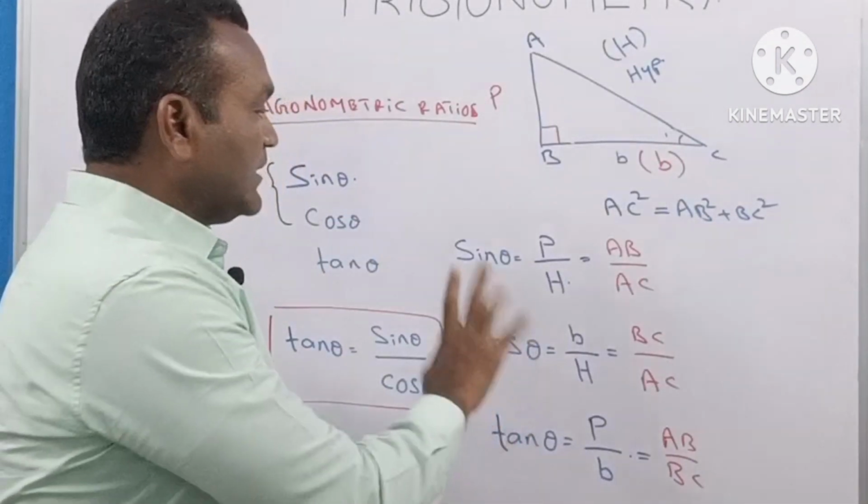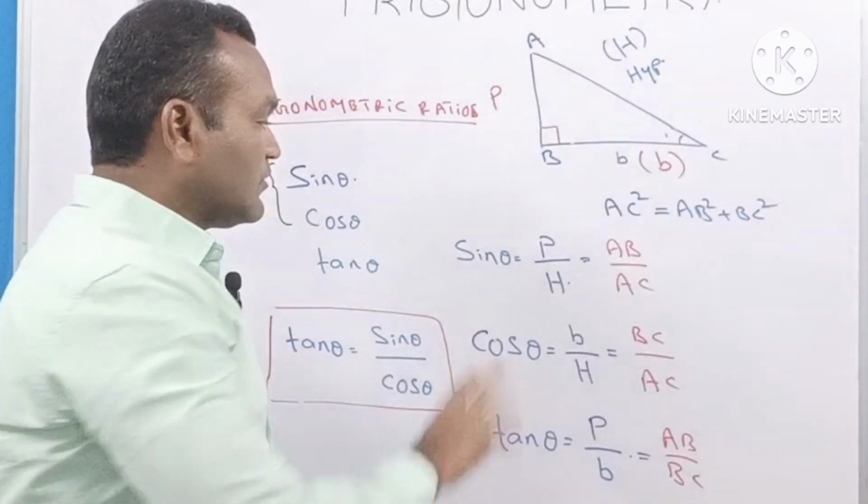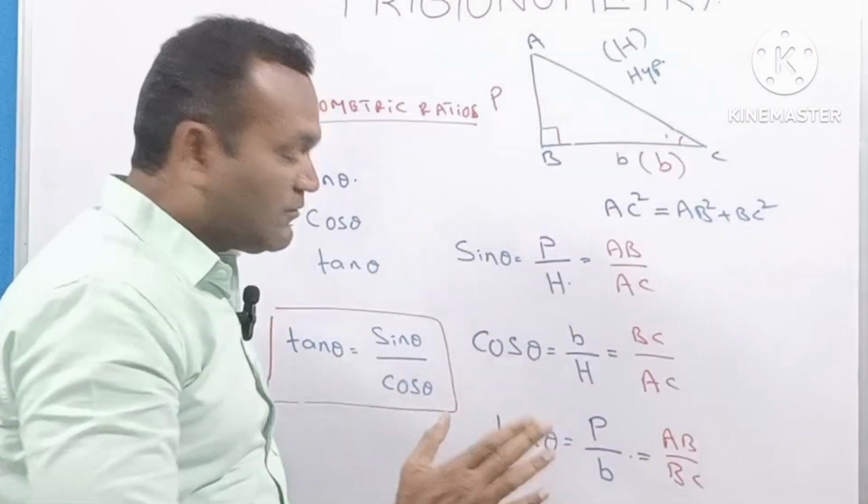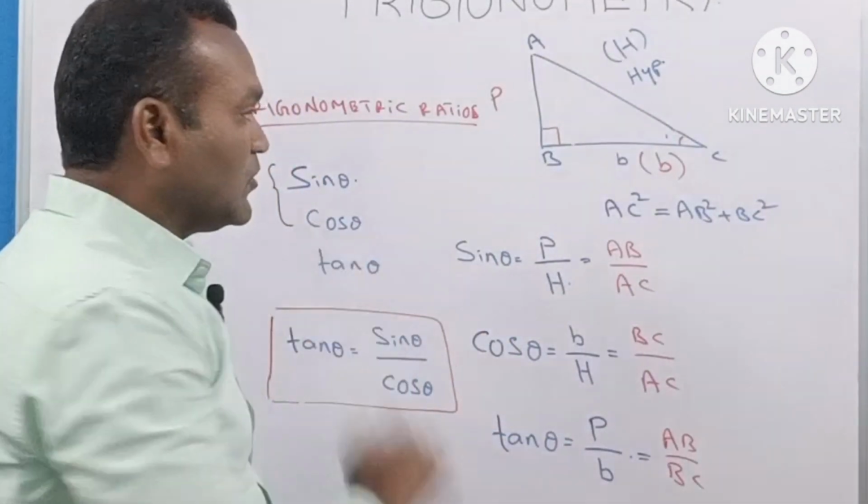Yeah. Now, these are called trigonometric ratios. We have sine, cos, tan. Apart from these, we have three more. This I will write for you.